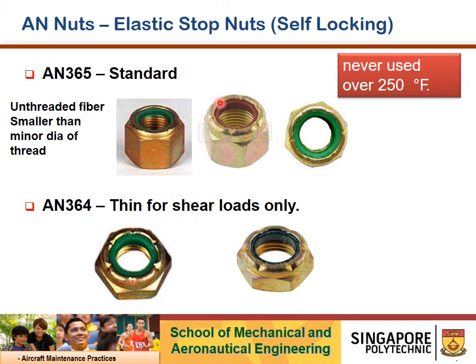So you can see there's an unthreaded fiber, the green color, and in this case the brown color, indicates an unthreaded fiber. So it's smaller than the minor diameter of the threaded part here. So when we have a fastener installed, the male threaded part will actually thread the fiber, and that will create a self-locking effect. And they are never used over 250 degrees Fahrenheit.